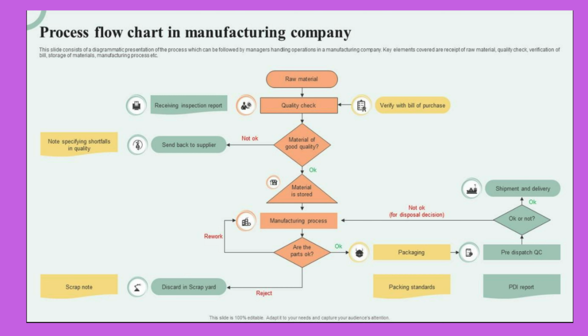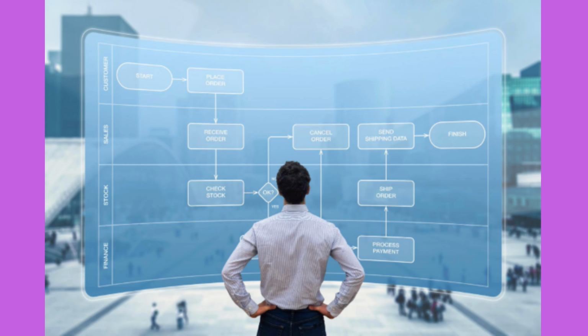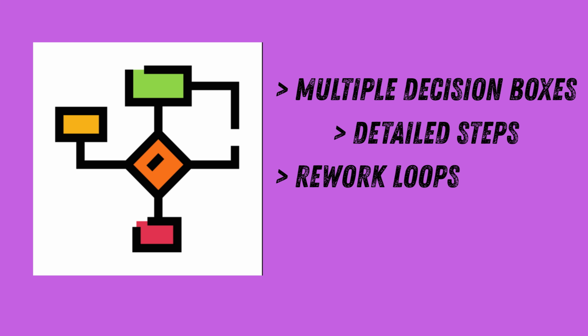Here is a typical example of a process map. You can see that it contains multiple decision boxes, detailed step-by-step activities, and rework loops within the process. Each step is clearly defined, showing exactly how the work flows, where decisions are made, and where the process may go back for corrections or rework. This level of detail helps teams understand the exact sequence of operations and identify inefficiencies within a specific process. Process maps are especially useful when you want to analyze, standardize, or improve a particular workflow in detail.